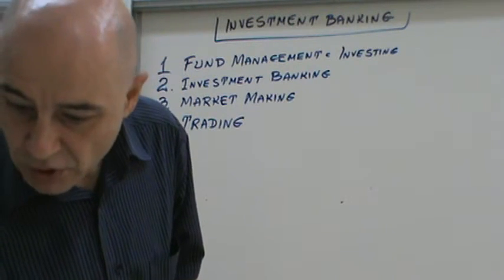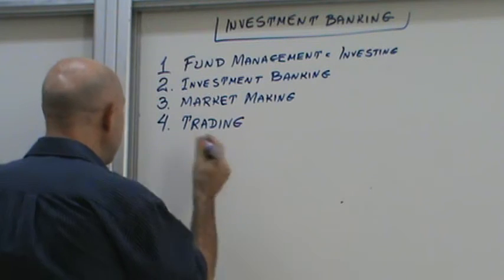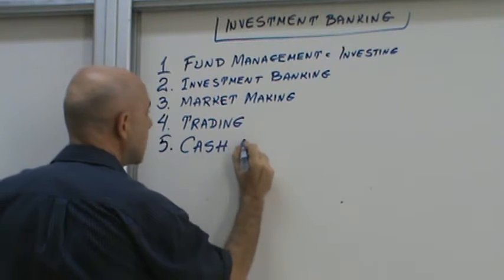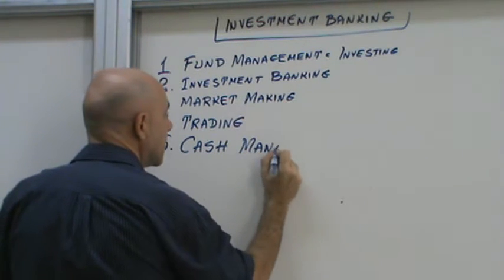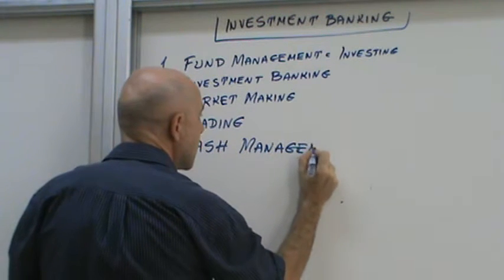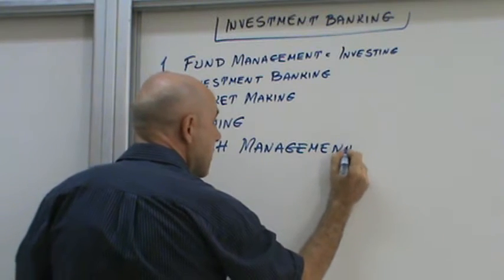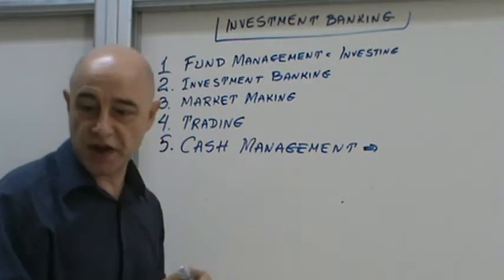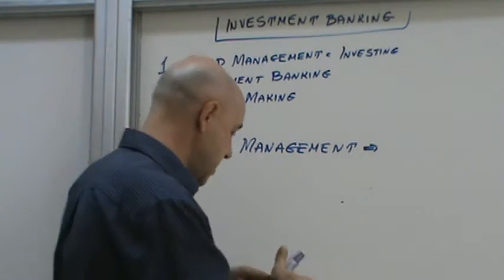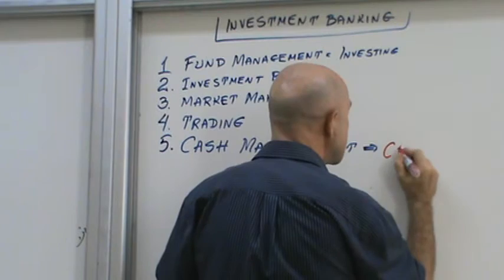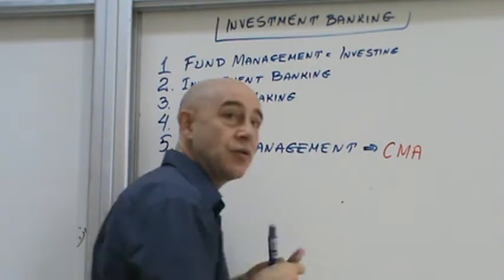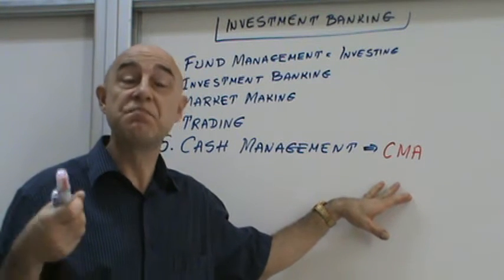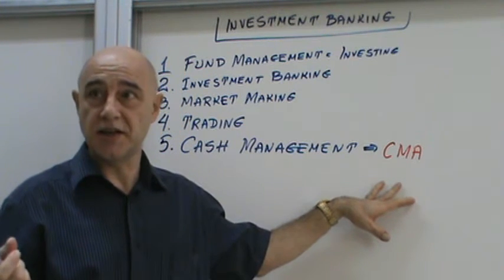And you can have program trading. Number 5 is cash management. The big financial innovation here is the CMA, the cash management account, which is kind of like a deposit, but not legally a deposit.